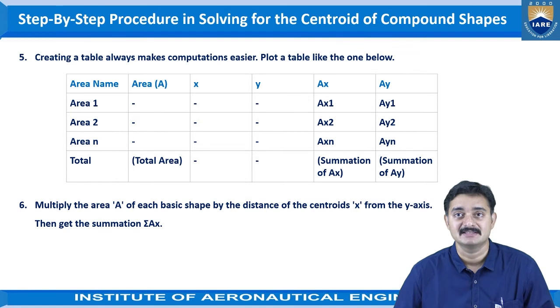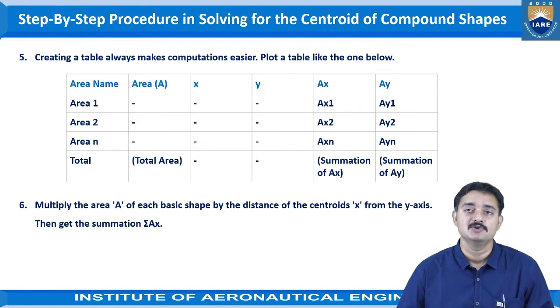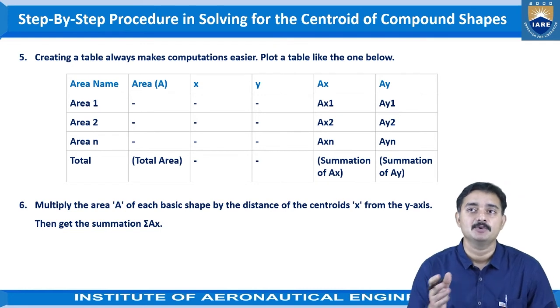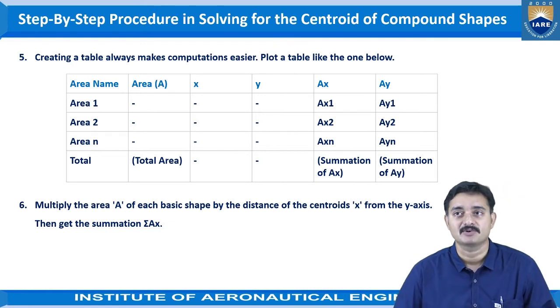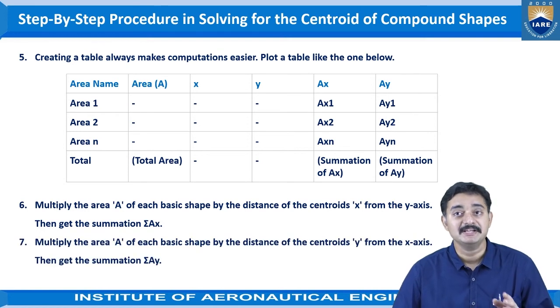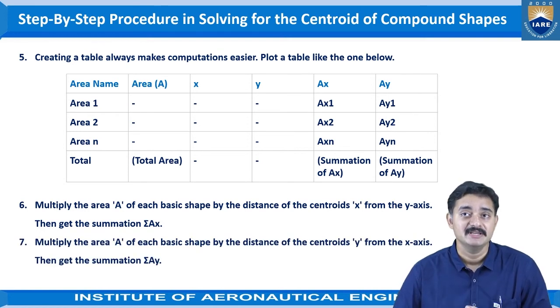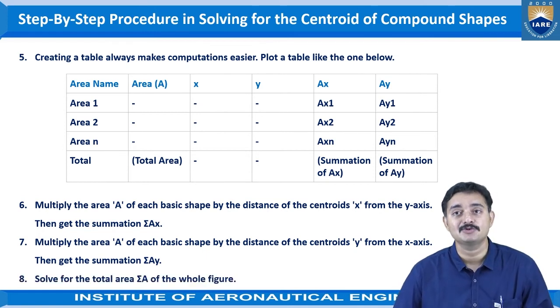Then multiply the area A of each basic shape by the distance of its centroid x from the y-axis. Then get the summation, sigma Ax. You need to multiply the area by the distance of the centroids from the axes. Then multiply the area A of each basic shape by the distance of its centroid y from the x-axis. Then get the summation, sigma Ay. After that, solve for the total area, that is sigma A of the whole figure.